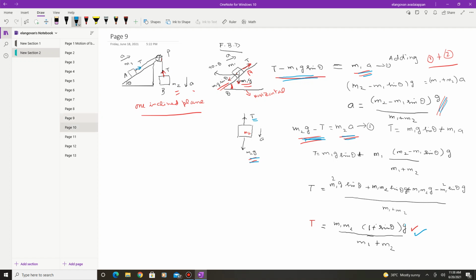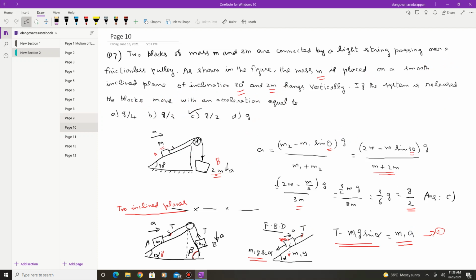Now we discuss another type of problem. Let us do one problem using the above inclined plane. Two blocks of mass m and 2m are connected by a light string passing over a frictionless pulley, as shown in the figure. The mass m is placed on a smooth inclined plane of inclination theta, 30 degrees, and the other mass, 2m, hangs vertically.